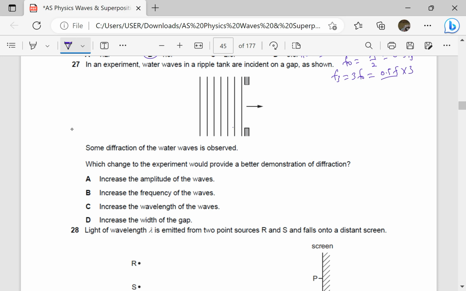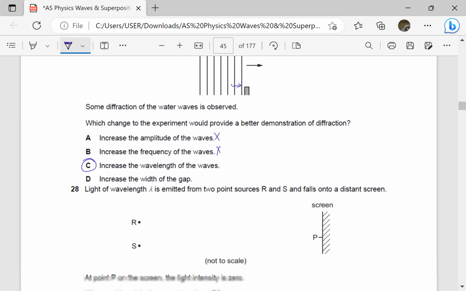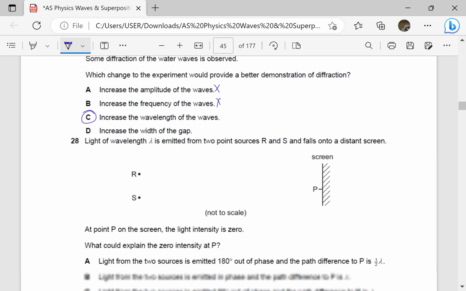So we see that the wavelength is smaller than the gap. Increase the amplitude, not at all. Increase the frequency, that one decreases the wavelength further. Increase the wavelength of the wave. So if we increase the wavelength so that it is very close to the size of the gap, then we shall experience good diffraction.